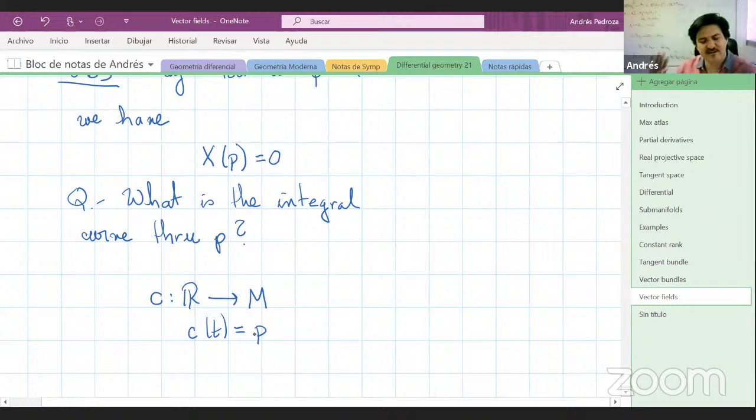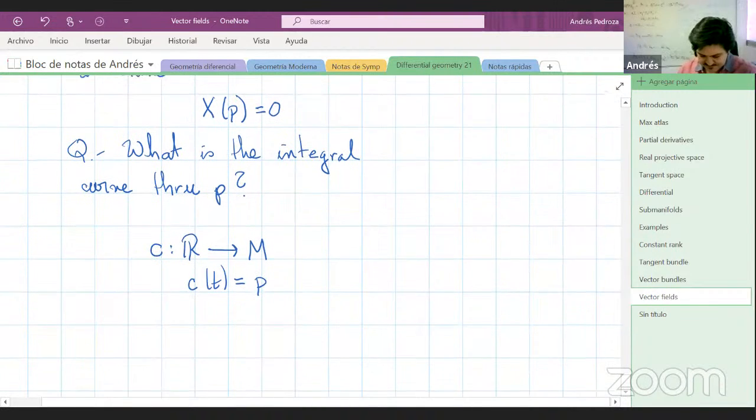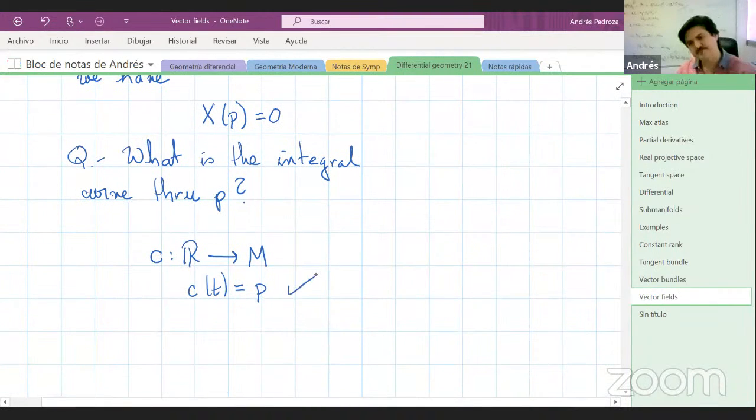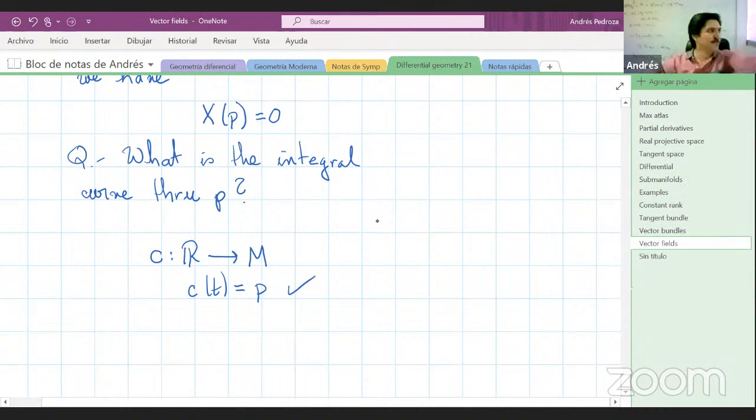And is that everything from a point? Okay. That's precisely the integral curve when the vector field vanishes at a point. This is just from calculus. The function has to be constant. Great. Okay, then, so we are done.